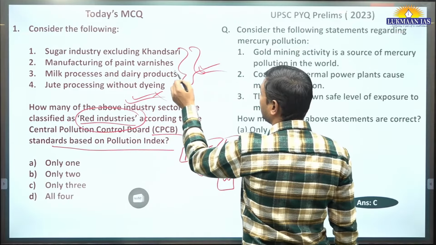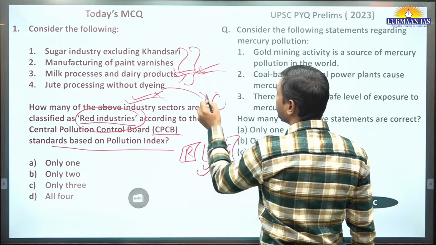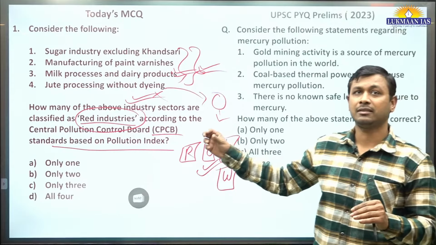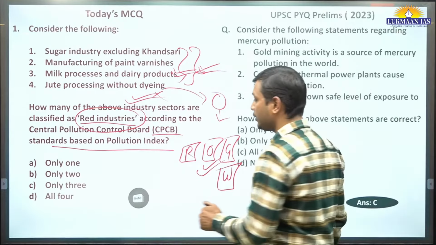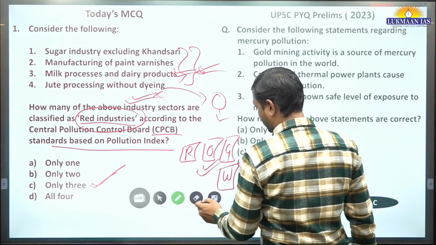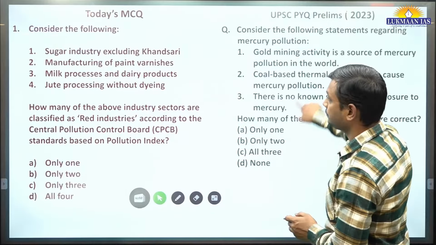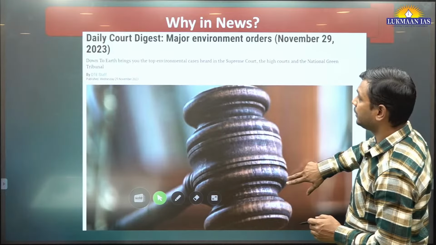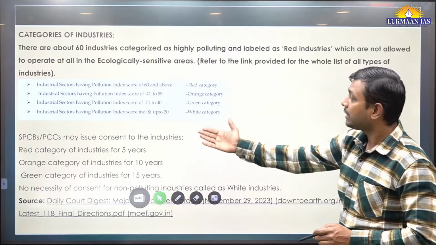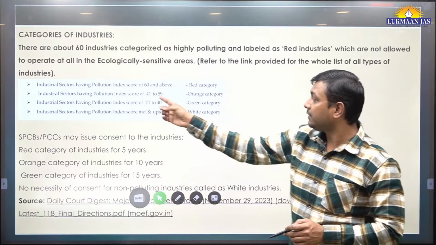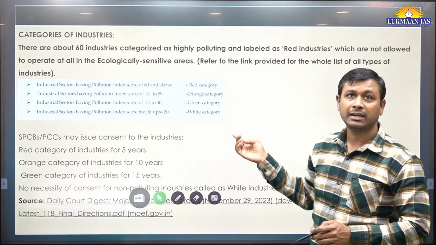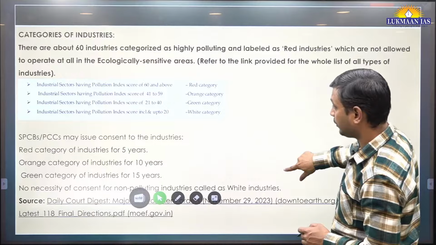These three are under the red industry, and this one is under the orange category. Pollution is there, but compared to red industries, less pollution. So the correct answer is option C. Only three are there. Let us move to the next question. This is in the context of the news that the NGT has given directions. Here you can see from 60 and above it is the red category, 41 to 59 orange, 21 to 40 green, and 20 and below is the white category. So remember this.